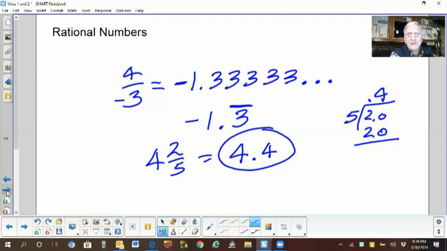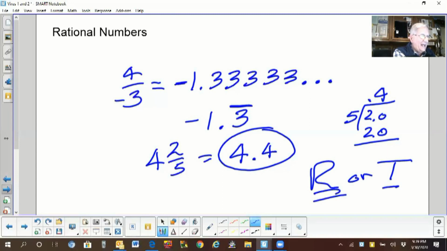One of two things can happen. It is either going to repeat, so you can put down a capital R, or it is going to terminate, a capital T. I will accept those as answers, okay? So I have no problem with you showing me a capital R or a capital T.